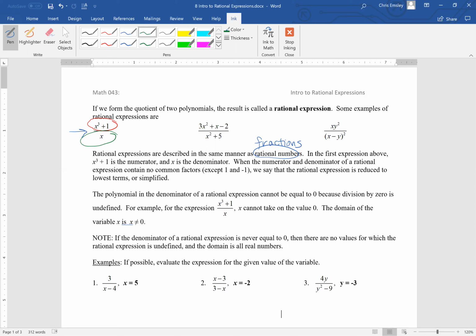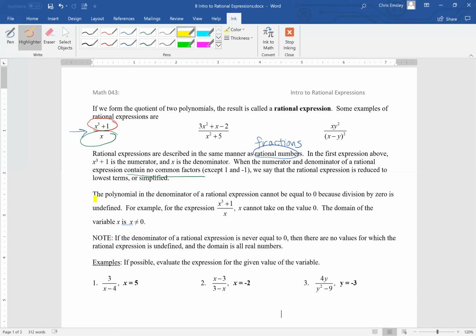We can talk about simplifying or reducing rational expressions, and you can see here it says that a rational expression is simplified or reduced when the numerator and the denominator contain no common factors. And we're going to look at reducing those in a minute.